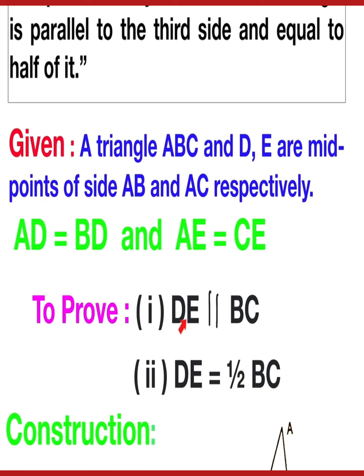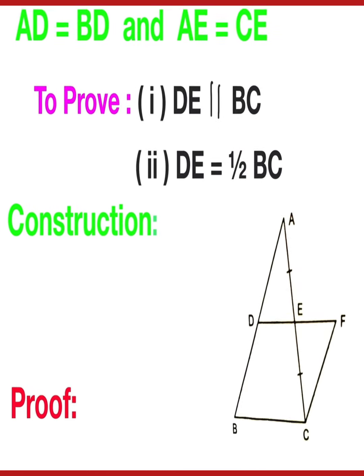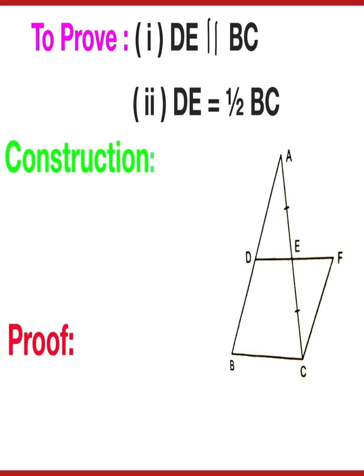Means DE is the line segment joining the midpoints and BC is the third side of the triangle. So we will prove that DE is parallel to BC and this line segment is just half of the third side. Okay dear, so now see. Let us see here that D is the midpoint from the figure. If D is the midpoint, then we can say that AD equal to BD, and if E is the midpoint, then we can say that AE equal to CE. So this is the given.